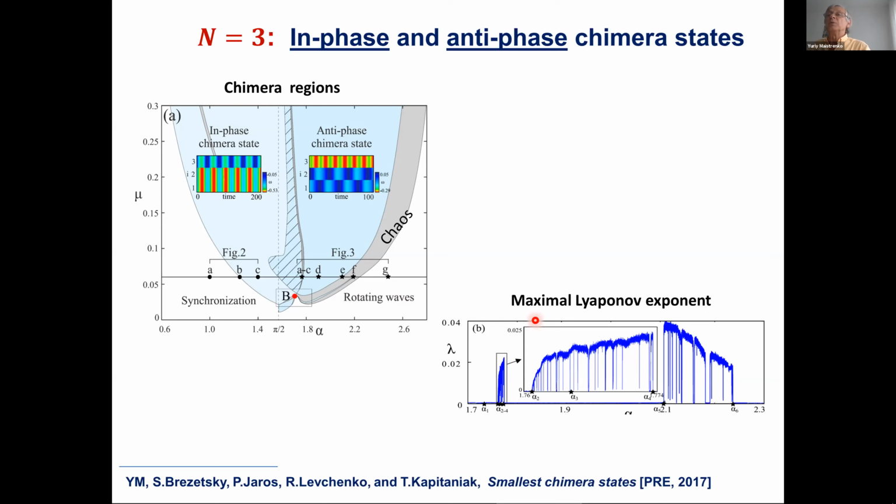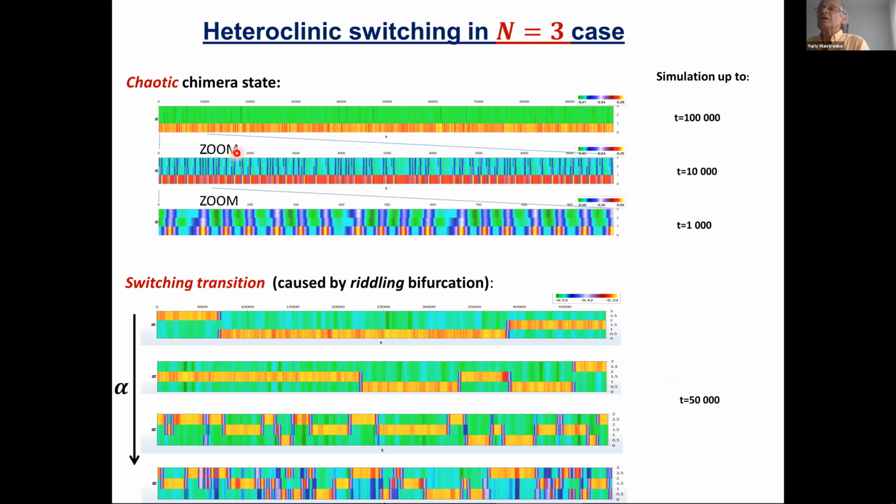Here are the maximal Lyapunov exponents along the line, where we can see the situation when the chimera becomes a chaotic chimera. For this chaotic chimera, we observed behavior like this. This is the chaotic chimera state on an interval of 100,000 time units. Two oscillators rotate slowly and one rotates faster. The same is shown on a time interval of 10,000 and on an interval of 1,000. So we see chaotic behavior in all these chimera states.